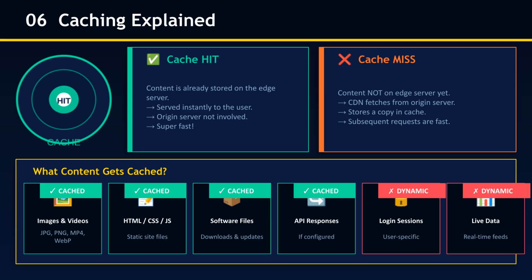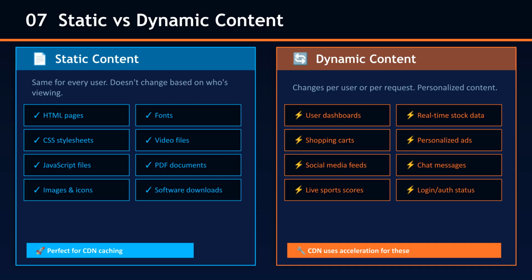Caching determines if content is served quickly. A cache HIT means the content is already on the edge server and is served instantly. A cache miss means the CDN must fetch the content from the origin, store a copy, and then serve it. Static content like images, videos, HTML, CSS, and software files are generally cached. Static content is the same for every user and is ideal for CDN caching. This includes HTML pages, CSS style sheets, images, and fonts.